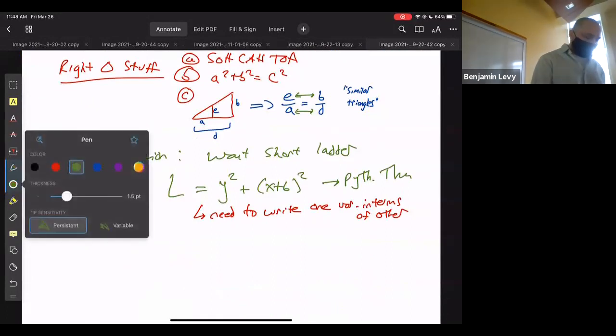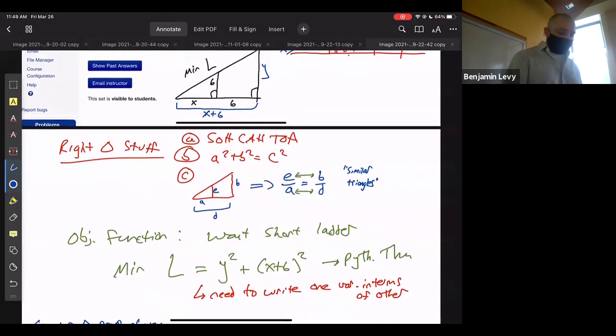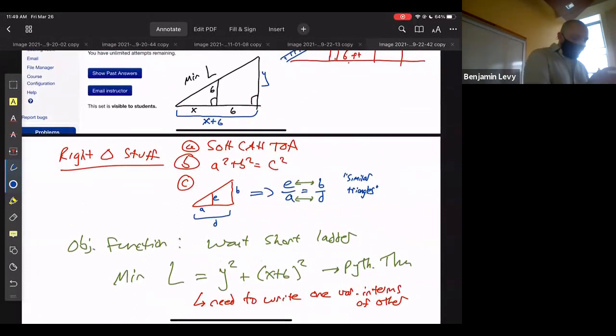So using similar triangles, the similar triangle property above, looking at the picture, tells us, remember, E to A equals B to D. So that would be 6 is to x as y is to x plus 6.